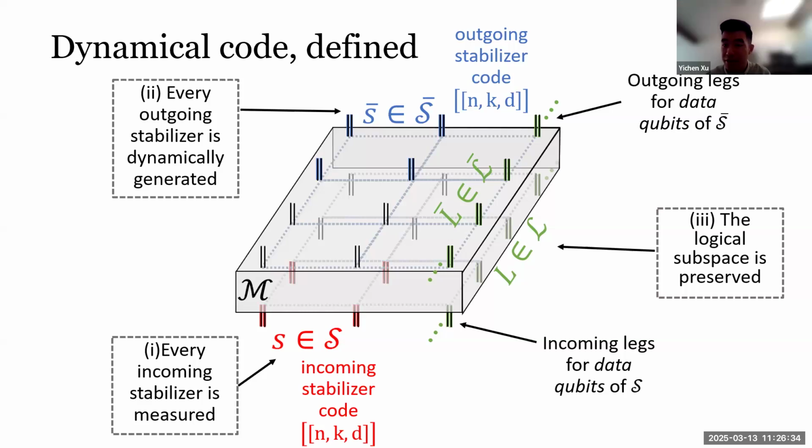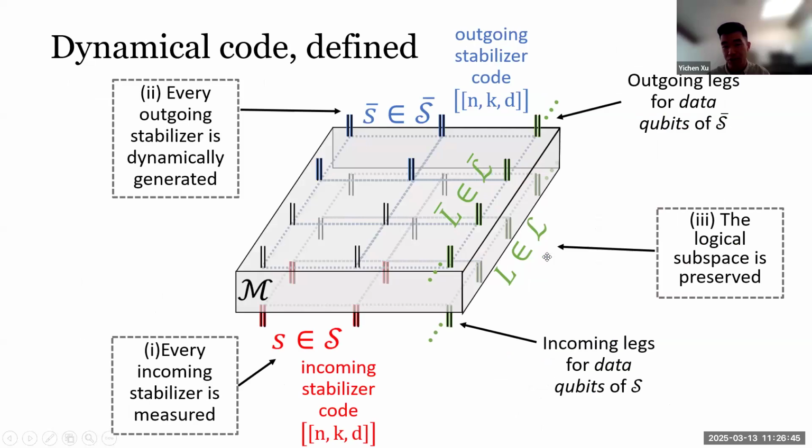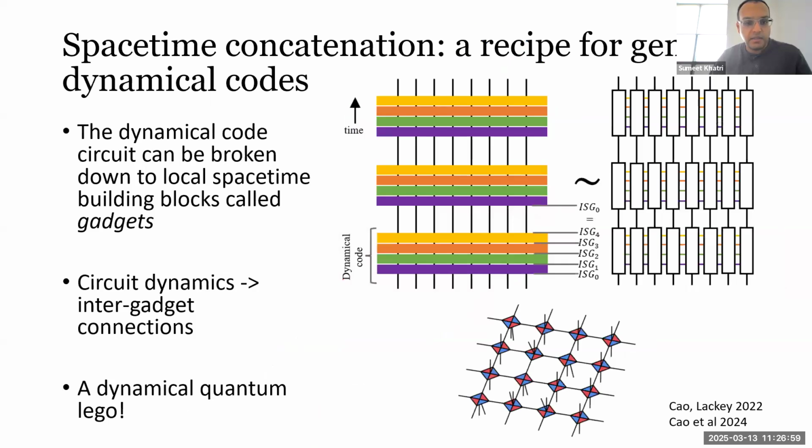But if you still assume that S bar is equal to S at every time step, then it's the standard setting, right? Yeah, in the standard setting, S is always equal to S bar, and always equal to the static stabilizer group that you're interested in. Then what is dynamical about it then? I think maybe it's just a semantical thing.